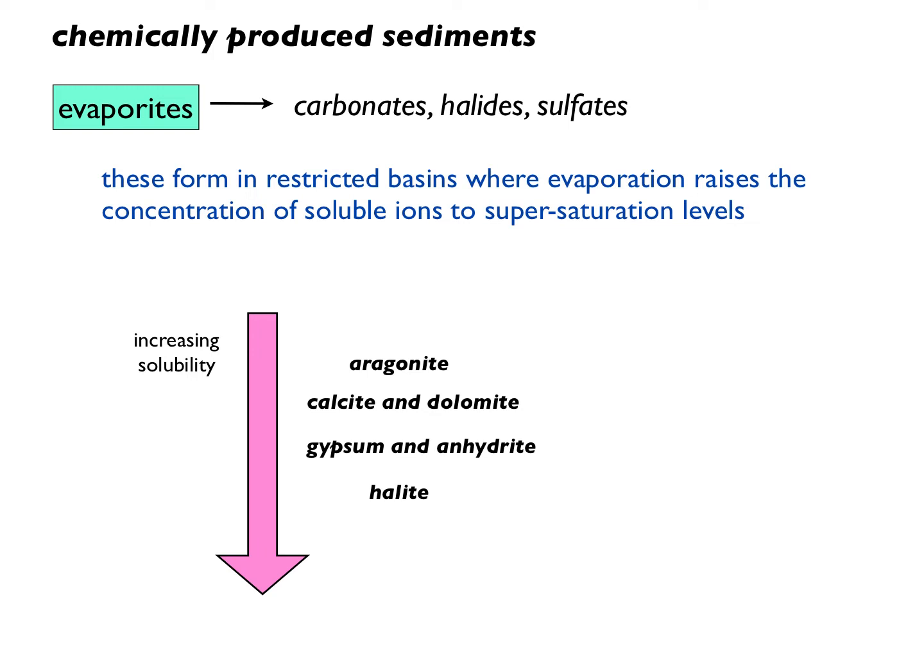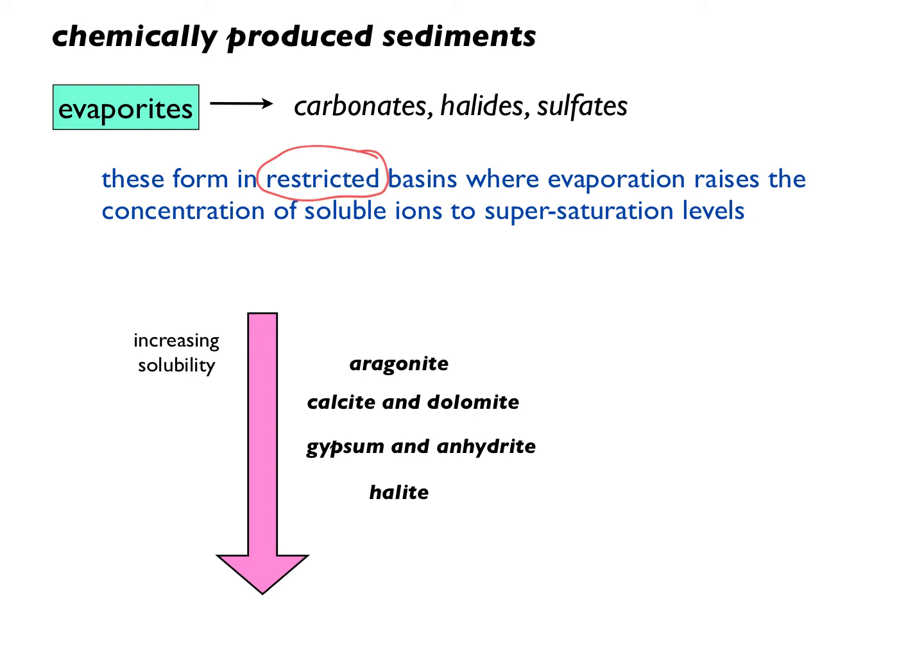Okay, evaporites. Evaporites can be carbonates, but more typically they are halides and sulfates. These tend to form in restricted basins where evaporation raises the concentration of soluble ions to supersaturation levels. In this case, it's temperature that's going to drive water out of your basin. Again, one of the things required by these systems is restriction. If you have new water coming in, then it doesn't matter how much water you evaporate away, because you'll always have an influx of new water, so you're never going to reach supersaturation levels.